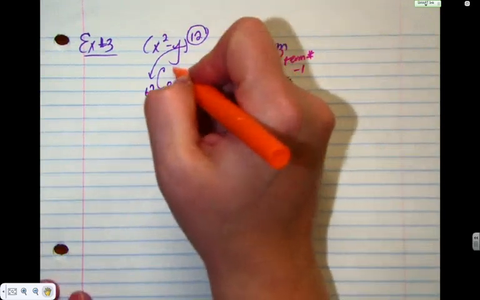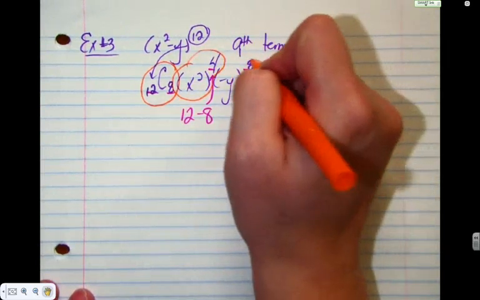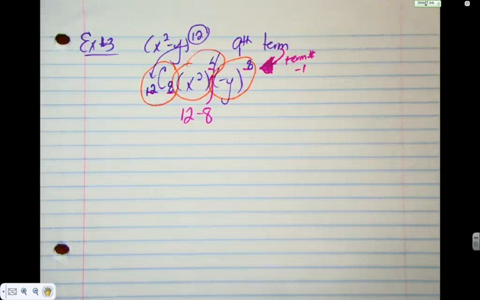And then just like yesterday, we have 3 pieces. We need to figure out the combination. We need to figure out what that x squared to the 4 is and what our minus y to the 8 is. Once we figure those, multiply and squish them together, and we're done. 12C8 would be a calculator question.